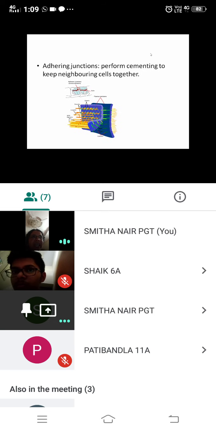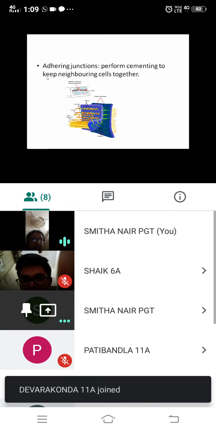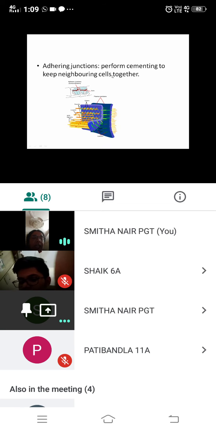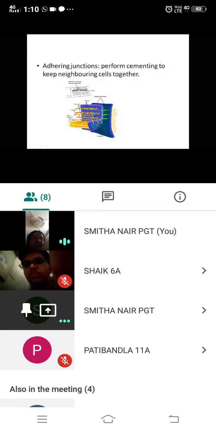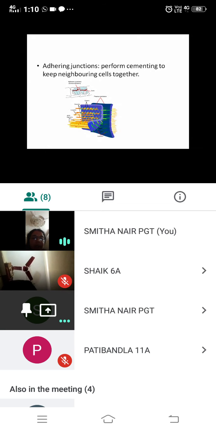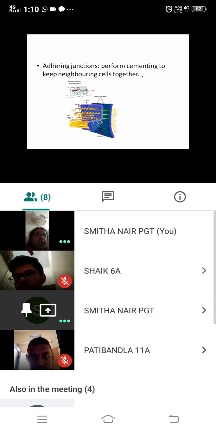The second type of junction is adhering junctions. Adhere means you apply glue to something, chipakna, that is called adhering. Like when a house is made, bricks are adhered together using cement, isn't it? So that is what adhering is. What do these adhering junctions do? They perform cementing to keep neighboring cells together. Like cement keeps the bricks together, these adhering junctions also cement the cells together. That is adhering junctions.